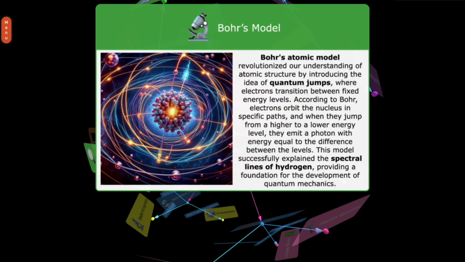Bohr's atomic model revolutionized our understanding of atomic structure by introducing the idea of quantum jumps, where electrons transition between fixed energy levels. According to Bohr, electrons orbit the nucleus in specific paths, and when they jump from a higher to a lower energy level, they emit a photon with energy equal to the difference between the levels. This model successfully explained the spectral lines of hydrogen, providing a foundation for the development of quantum mechanics.